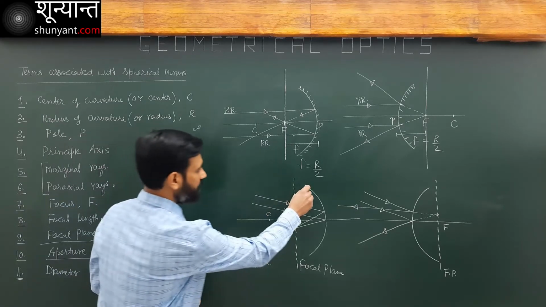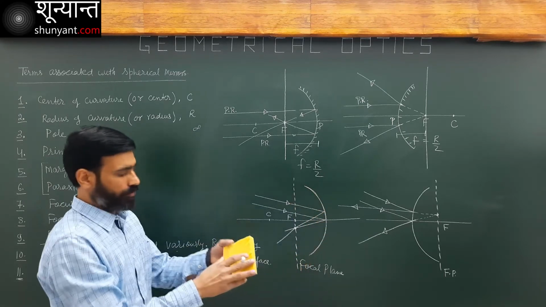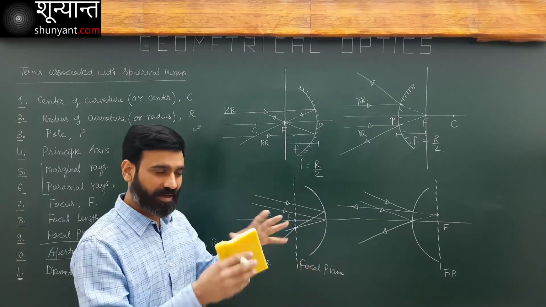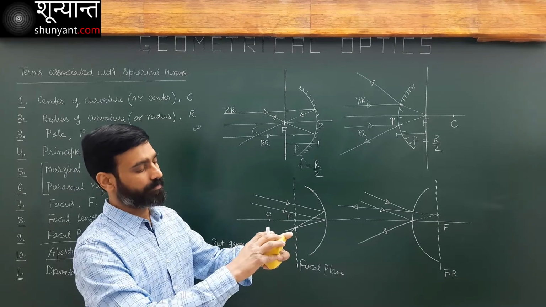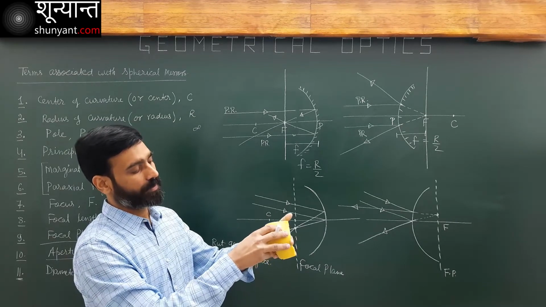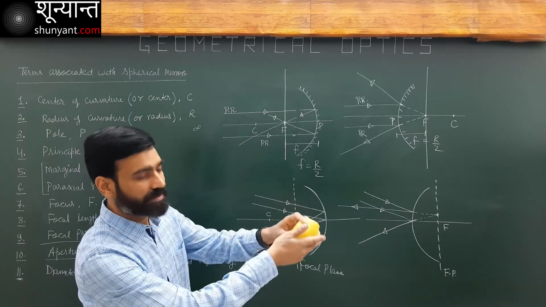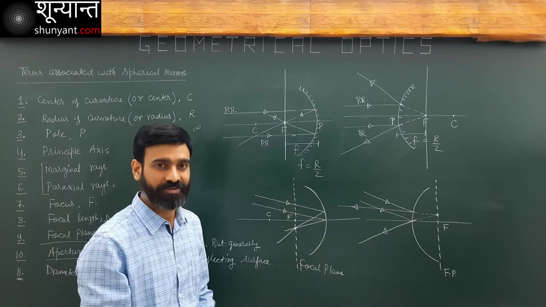So this is my spherical surface. It is a three-dimensional thing. This is not a circle. It is a three-dimensional spherical surface. So I have my mirror in this form. Let's say it is in this form. This is a convex mirror. Whatever is the reflecting surface, the area of that reflecting surface is known as aperture.